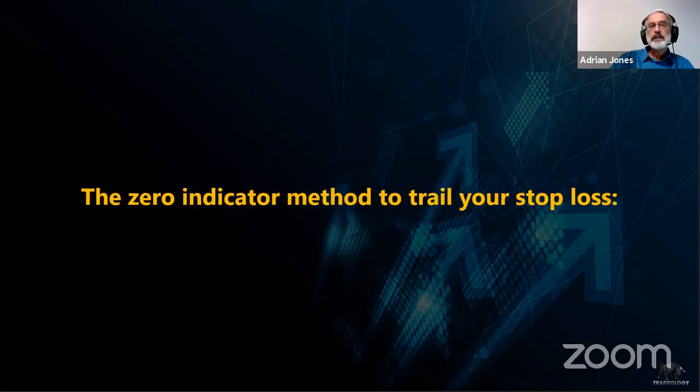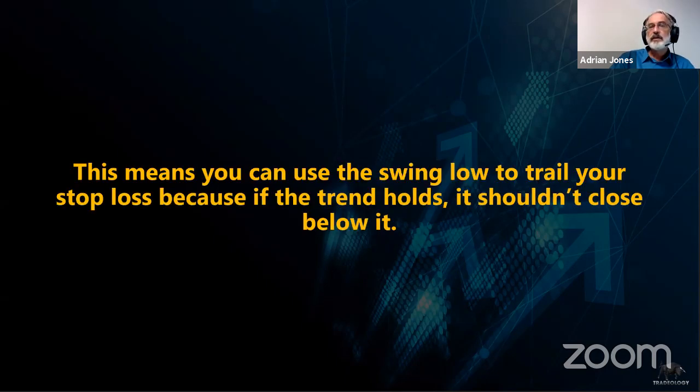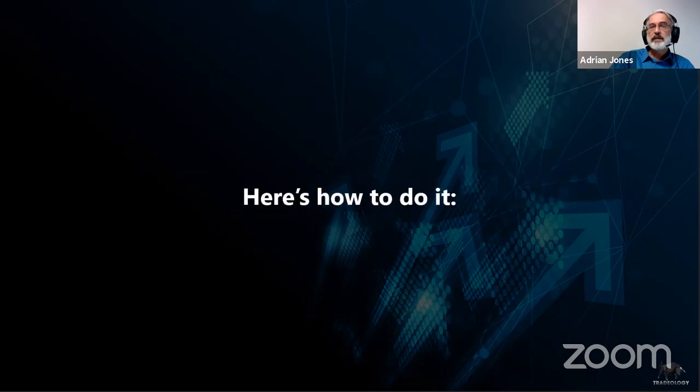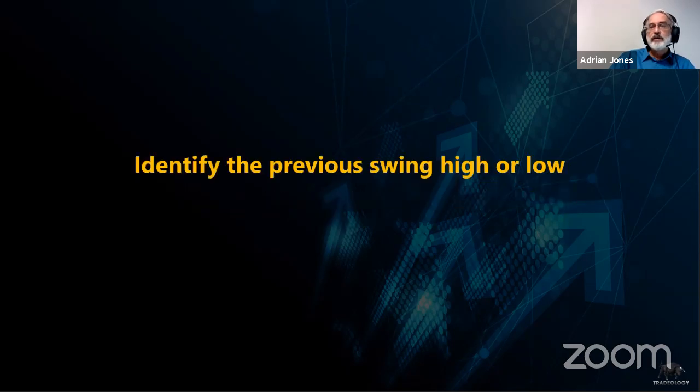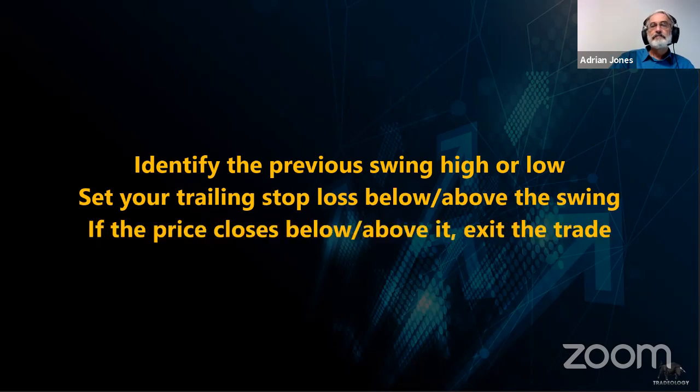Now, the zero indicator method to trail your stop loss. You know an uptrend consists of higher highs and higher lows. This means you can use the swing low to trail your stop loss, because if the trend holds, it shouldn't close below it. And I'll explain just now how to do it. You identify the previous swing high or low. You set your trailing stop loss below or above the swing, depending on whether it's a swing high or a swing low, right? Now, if the price closes below or above it, then you exit the trade.